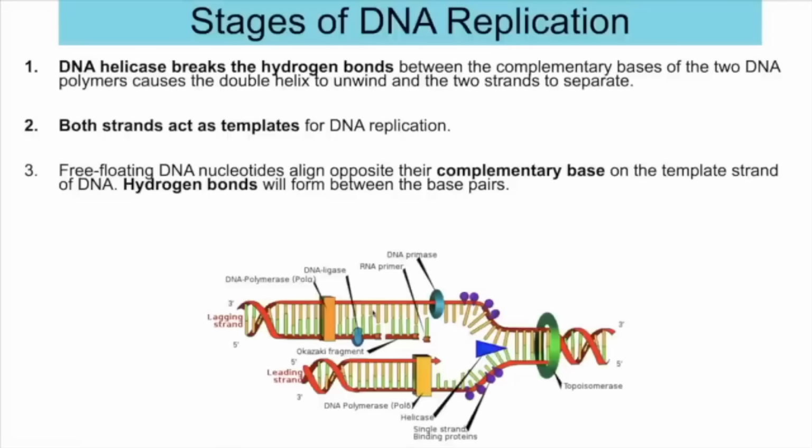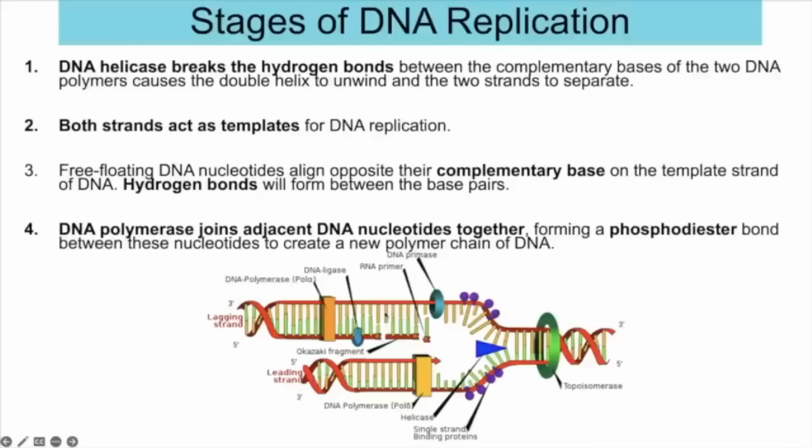And within the nucleus, there are free-floating DNA nucleotides. That's where they come from. Hydrogen bonds will then form between the complementary bases of this new strand and the old strand. And then DNA polymerase is the enzyme that will attach to join together adjacent DNA nucleotides. And that means it is forming the phosphodiester bond between the nucleotides to create the new polymer chain.